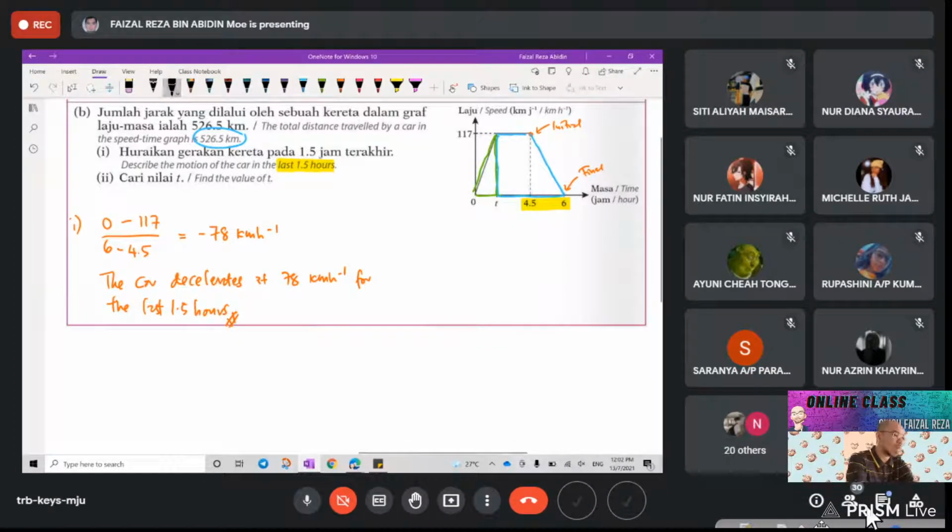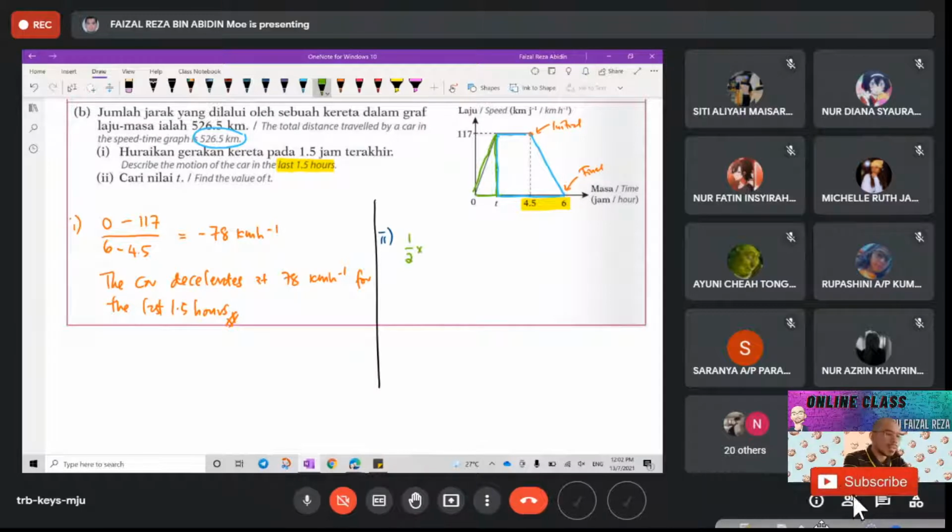So what we have over here for number 2. I'm going to take the first one as 1 over 2 times the base there, which is t, times the height there, 117, plus our trapezium over here, which is 1 over 2 times our parallel line here, which is going to be 4.5 minus t, the first one there, okay, 4.5 minus t, and then the other one is going to be plus 6 minus t.